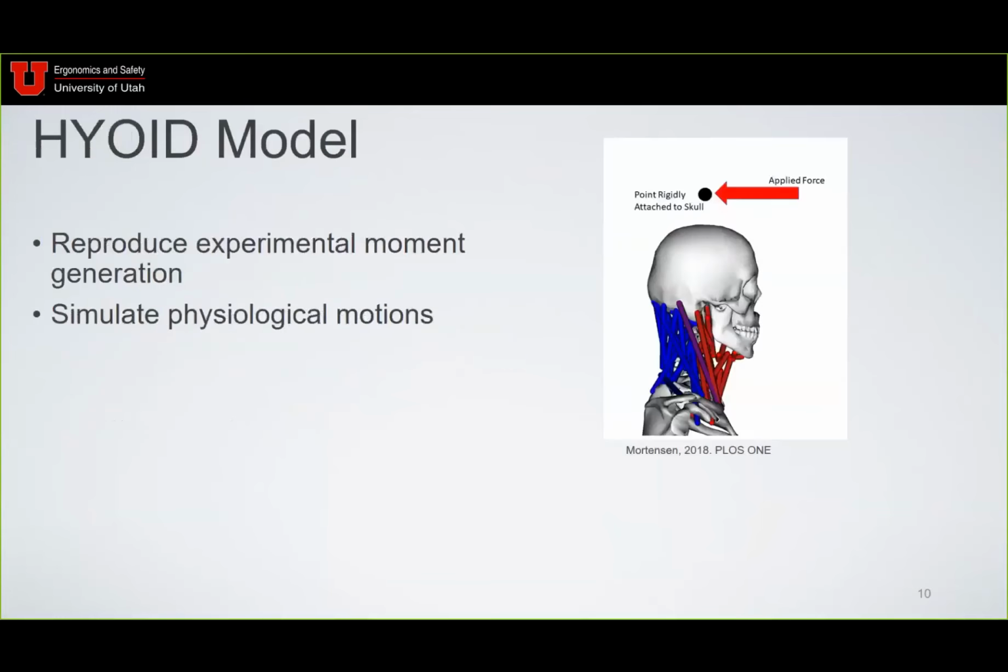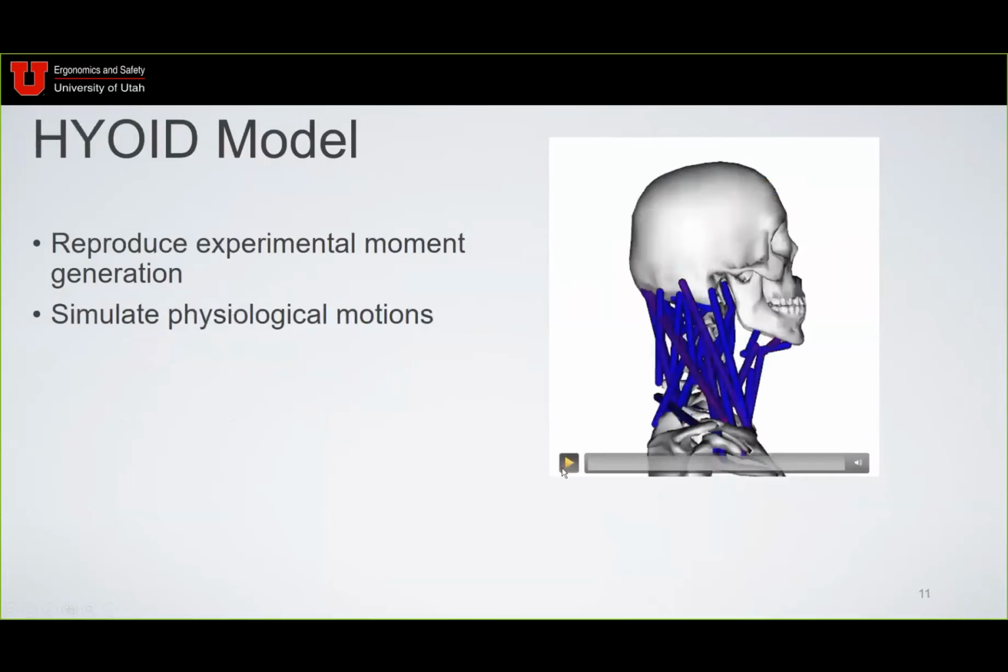So to get started, I'm going to talk about the development of the Hyoid model, which was driven by two real needs. We wanted to be able to reproduce experimental moment generation, so we want to be able to produce these realistic strengths in the neck in all directions. And we think that the best way to prove that we can do that is to recreate these experimental setups. That's what this picture is here, where the model is attempting to apply force to what would be a load cell in an experimental setup.